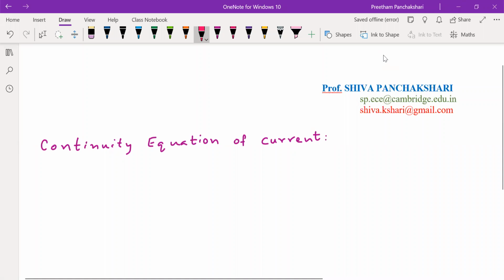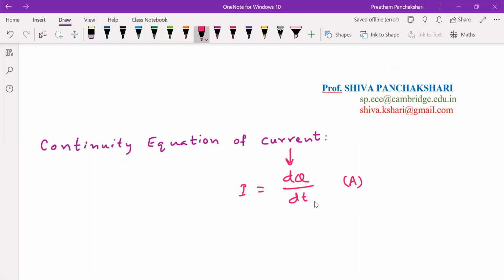In this video, I'm going to explain about continuity equation of current. Let us write an equation to show the continuous flow of current. As we all know, current is nothing but rate of flow of charges. I is equal to dq by dt. Current has the dimension of amperes.